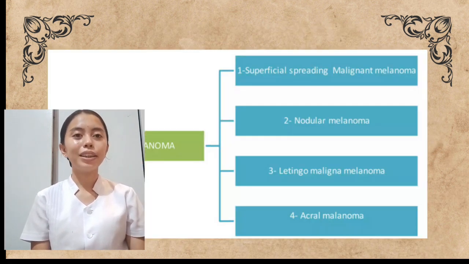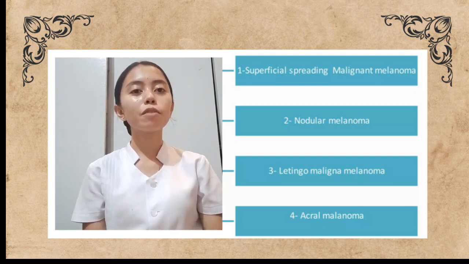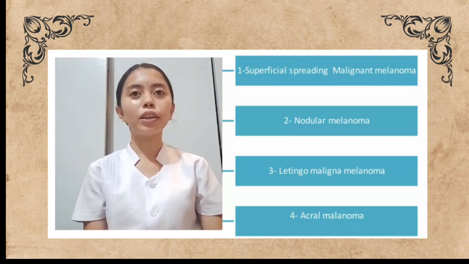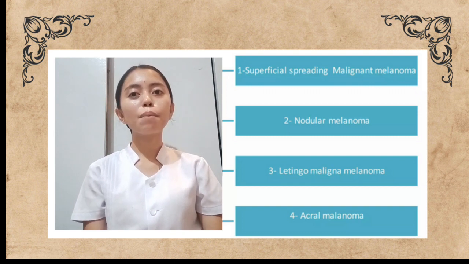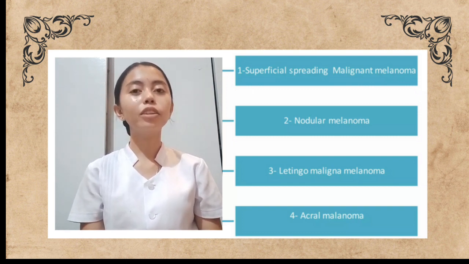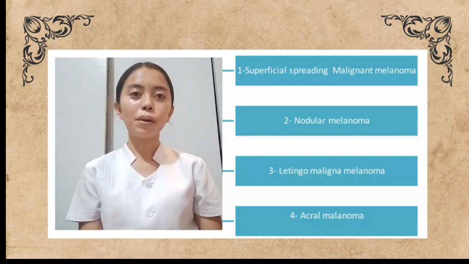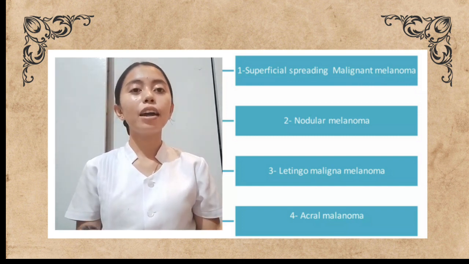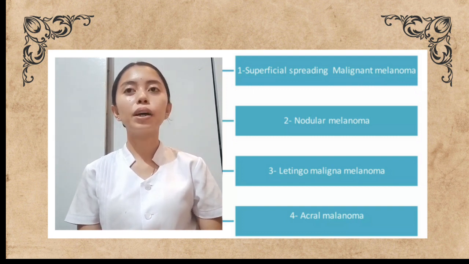So here it can metastasize, with the ability to spread to other organs or other parts of our body. There are 4 types of melanoma. The first type is the superficial spreading malignant melanoma. The second type is the nodular melanoma. The third type is lentigo maligna melanoma. And the fourth type is the acral melanoma. We will be discussing each of these types of malignant melanoma.